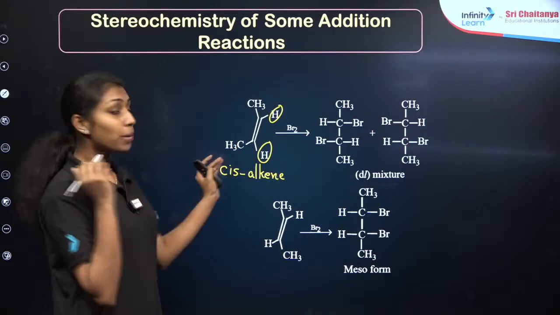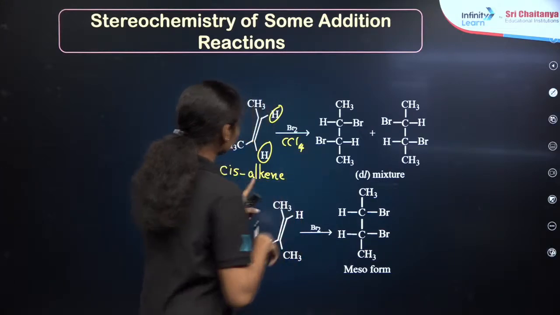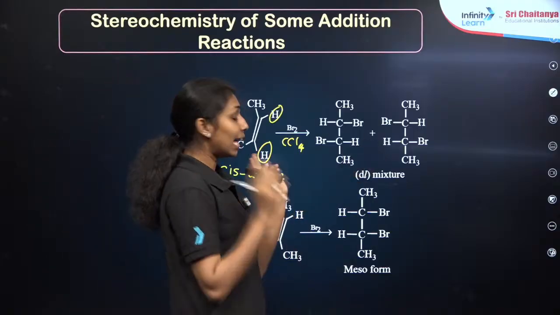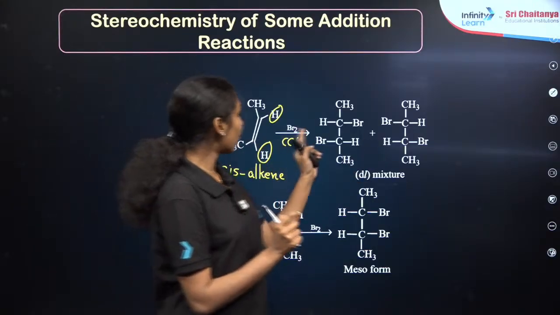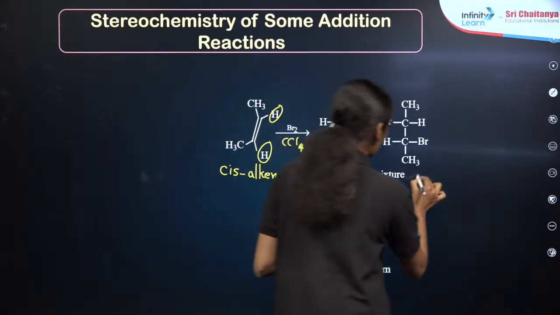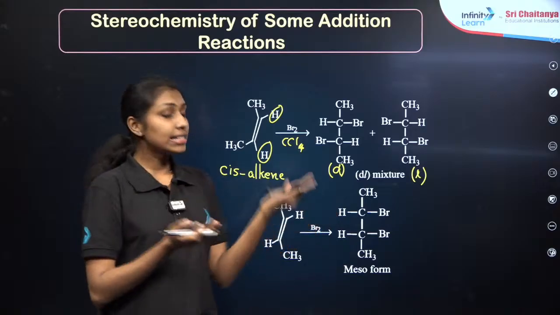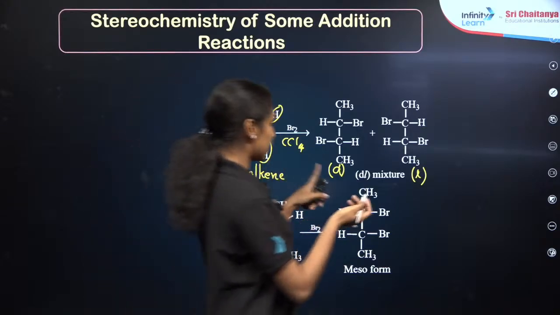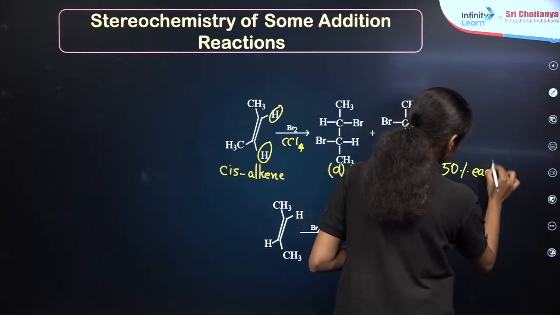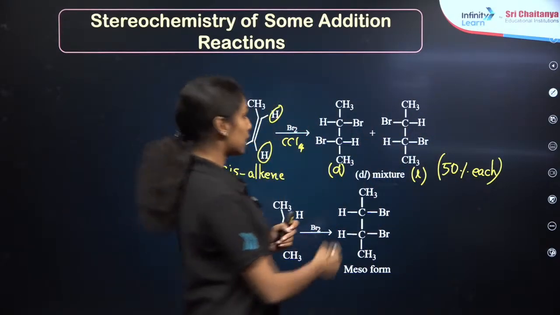So if I am adding bromine in presence of CCl4 to the cis alkene, I will get two different products, right? I hope you have an idea about the stereochemistry. This is our D form and this is the L form. It is about the optical rotation. So the D and L products are obtained in 50% each. This particular mixture is known as a racemic mixture.